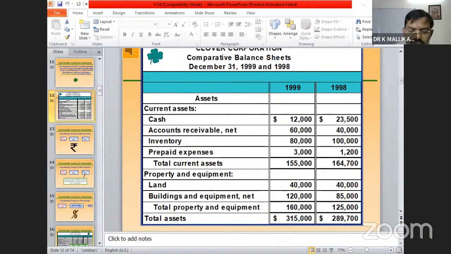So now, earlier we were on the balance sheet. Now it is the income statement, right? So here what do we see? Net sales, how much? What is the sale? Previous sales?